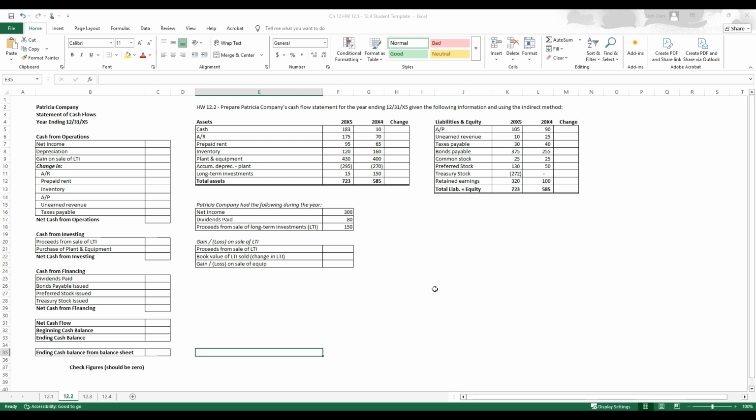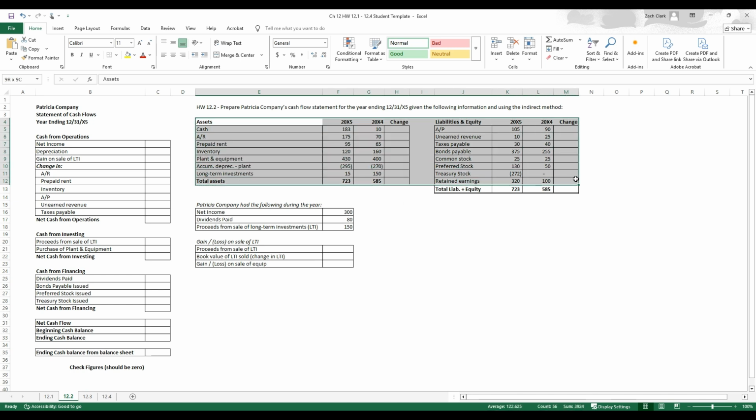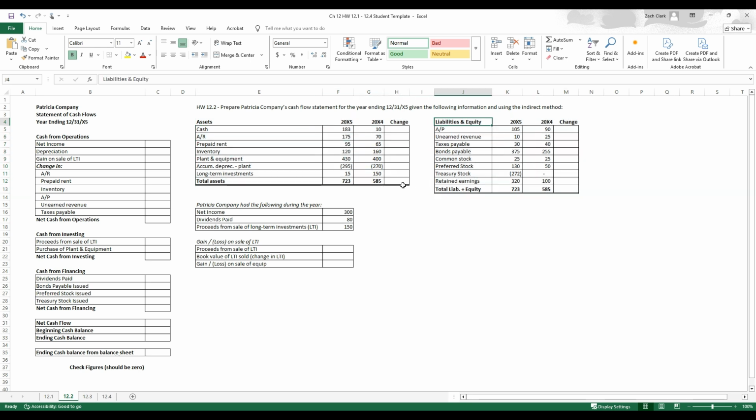Hey everyone, we're going to look at 12.2 now. In this video, we've got our statement of cash flows again, very similar to 12.1. However, there are some specific changes in this problem in the way the information is provided, specifically in that we have a listing of assets, kind of the balance sheet. Essentially here we've got assets and then we've got liabilities plus equity.